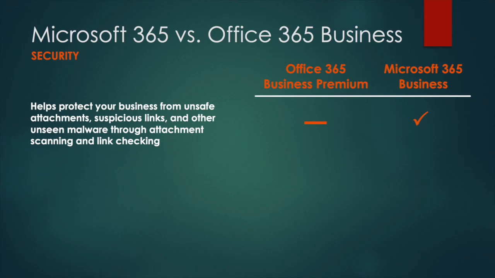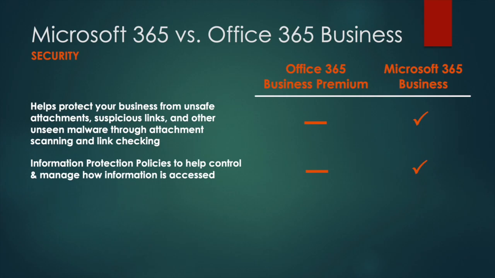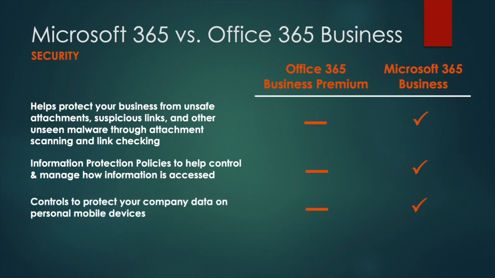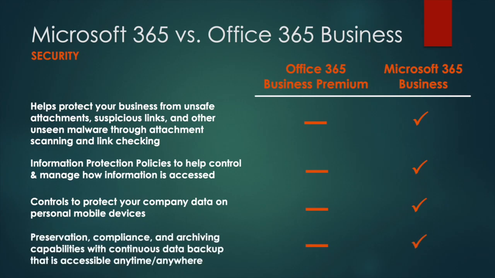First, Microsoft 365 Business helps protect your business from unsafe attachments, suspicious links, and other unseen malware through attachment scanning and link checking. Next, there are information protection policies to help control and manage how information is accessed, as well as controls to protect your data on personal mobile devices. And last, there are preservation, compliance, and archiving capabilities with continuous data backup that is accessible anytime and anywhere. All of these security features, as you can see, are only available in Microsoft 365 Business.